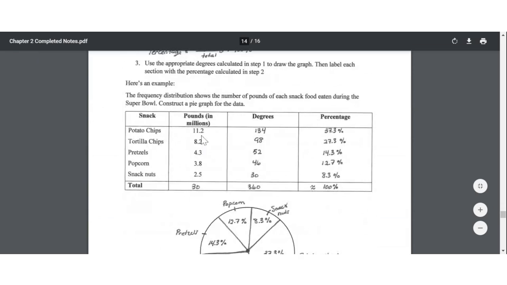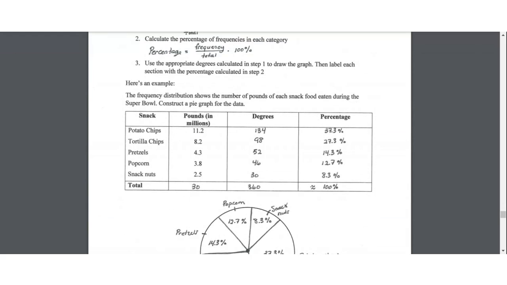So for the potato chip one, what I want to do is take 11.2, divide it by the total, which was 30. And that'll give me 0.373333 repeating. And I want to multiply that by 360. And that'll give me 134.4. So I rounded that down to 134 degrees. So does that make sense for everyone, how I did that?